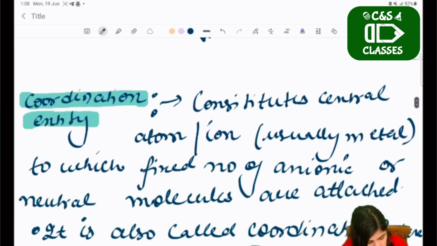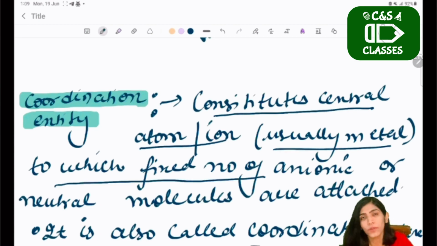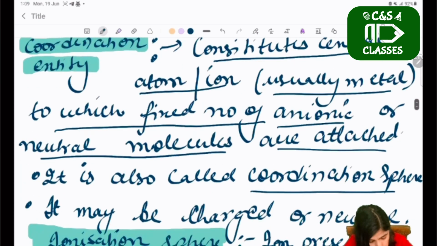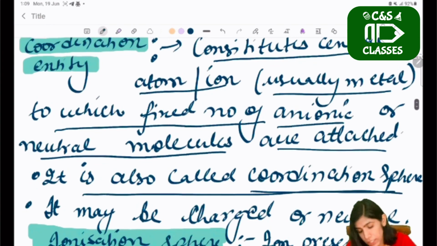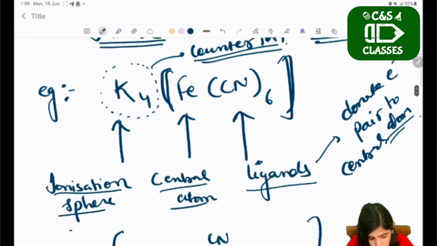Now here I have written the definition of coordination entity as well. What is a coordination entity? It constitutes the central atom, usually a metal, to which a fixed number of anions or neutral molecules are attached in a very fixed geometry. It is also called the coordination sphere. This coordination entity can also be named as coordination sphere.